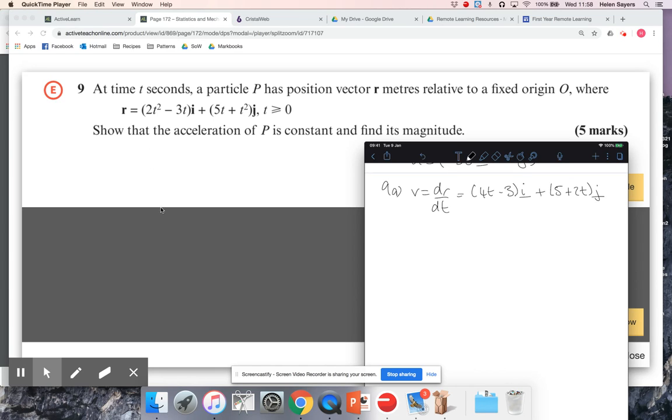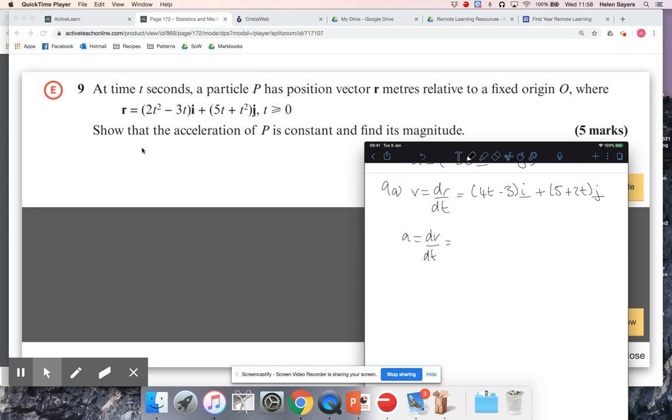Okay, so there was no reference to velocity, but I need to join the dots and realise, well, I can differentiate position to get velocity, and then I can differentiate velocity to get acceleration, or it's the second differential. Okay, so we don't need to specifically refer to velocity.